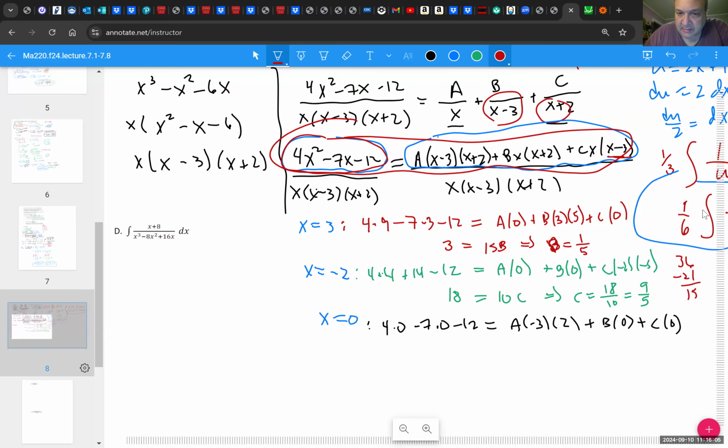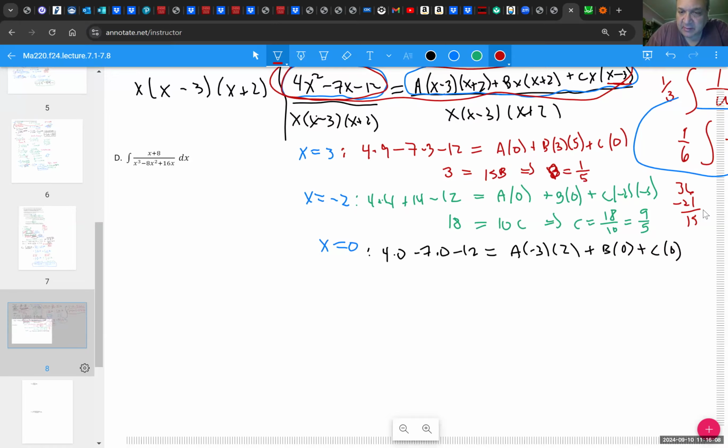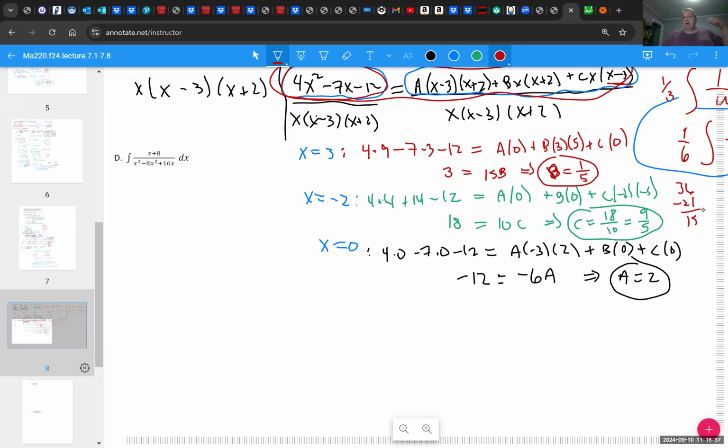All right, so what did I get here? On the left-hand side, I have 0 minus 0 minus 12, which is -12. A times -3 times 2 is just -6a. And then I get a bunch of zeros. So if I divide by -6, I find a is equal to -12 divided by -6, which is +2. So I know my value for a, I know my value for c, and I know my value for b. And that way I can write these as 3 separate integrals with the decomposition that I did before.